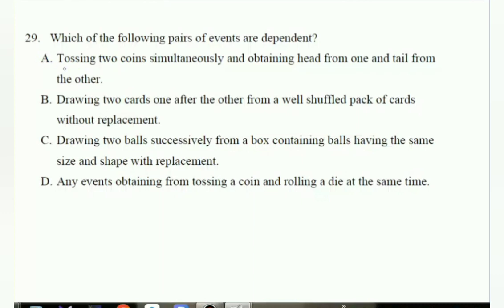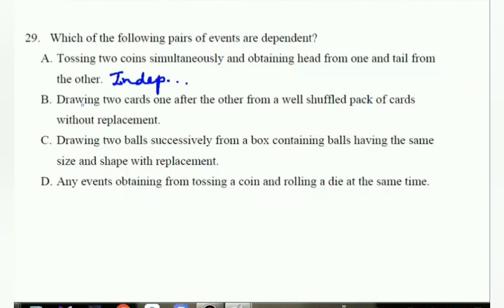So, let's see the A case. Tossing two coins simultaneously and obtaining head from one and tail from the other. This is a totally independent event because the occurrence of a head from one and tail from the other does not have an effect on the other. So this is an independent event. Okay. Let's see the B case.